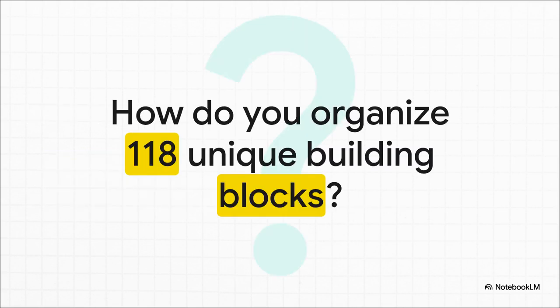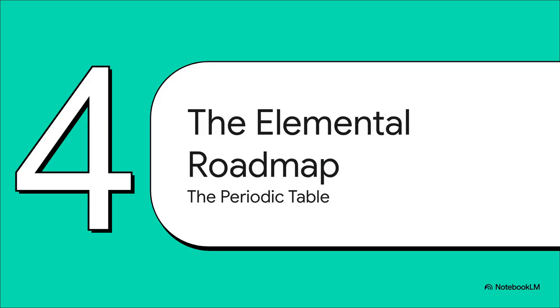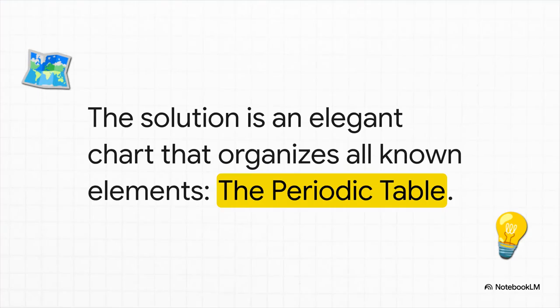But that's the million-dollar question, isn't it? With all these different properties, color, density, how they react, how in the world do you organize 118 unique building blocks in a way that actually makes sense? Well, it took a lot of work from a lot of brilliant people, but they finally cracked the code. They created an elemental roadmap, and it's honestly one of the most powerful tools in all of science. The solution is this beautiful, elegant chart, the periodic table of elements. And trust me, it's so much more than just a list. It's a map that shows us the hidden relationships between every single known element in the universe.